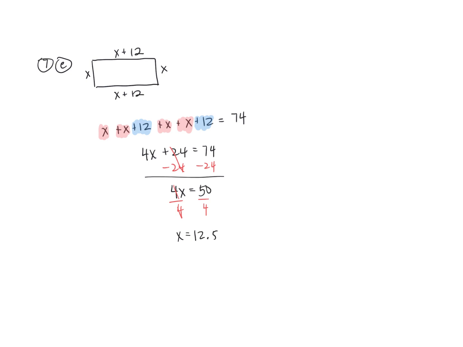So that is the width. x was the width. So the width is 12.5 centimeters. And the length is, well, if x is 12.5, we would plug that in. For the length, we have to add 12 to that. We would get 24.5. So the length is 24.5 centimeters.